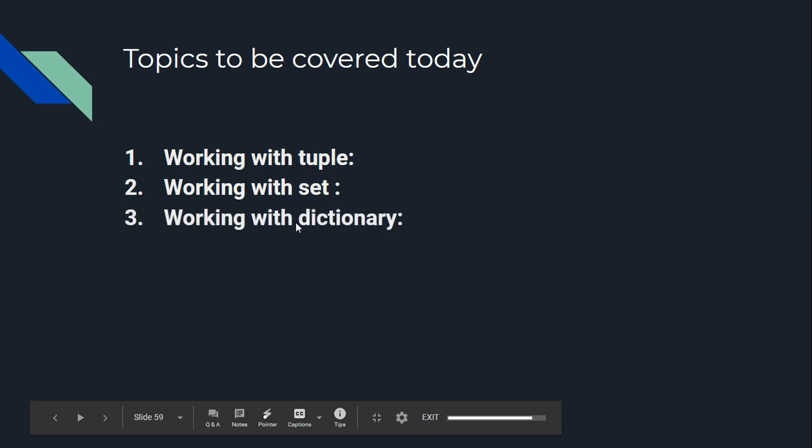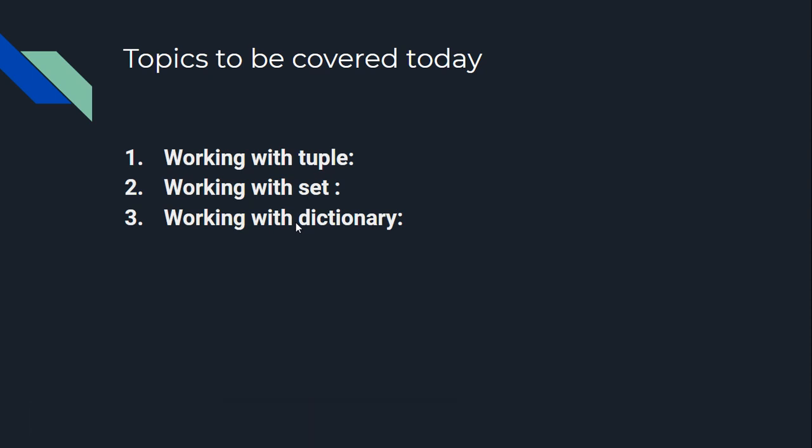So I have told you there are basically four types of arrays that exist in Python. The first one was list. List we have already covered, though there are a few methods pending in the list. Next is tuple, and next were set and dictionary. So we will be covering these one by one.